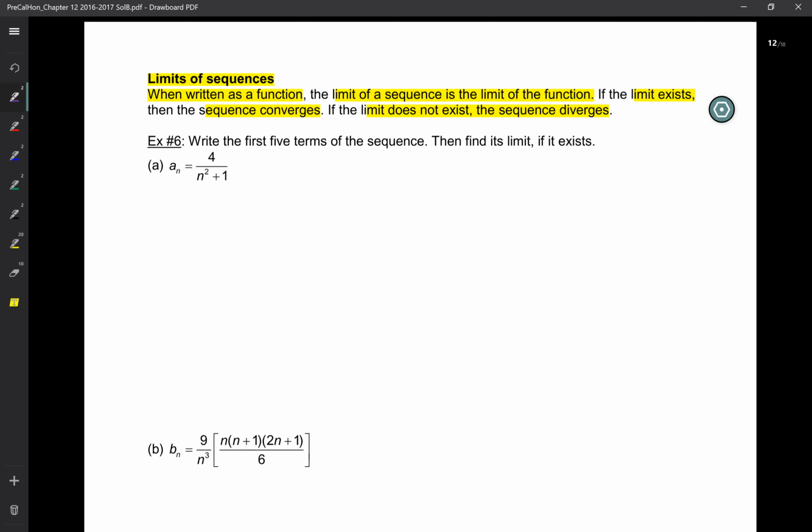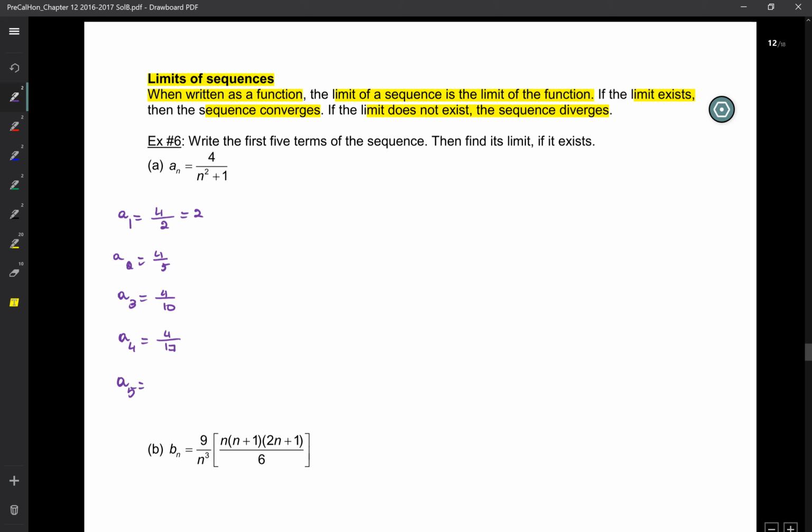So what we were doing in chapter 10, and I'm going to do that briefly here, is we were saying, okay, what is a_1? a_1 is 4 over 2, 2. What is a_2? 4 over 5. What is a_3? 4 over 10. What is a_4? 4 over 17. Write it down, yeah. 4 over 26, right?